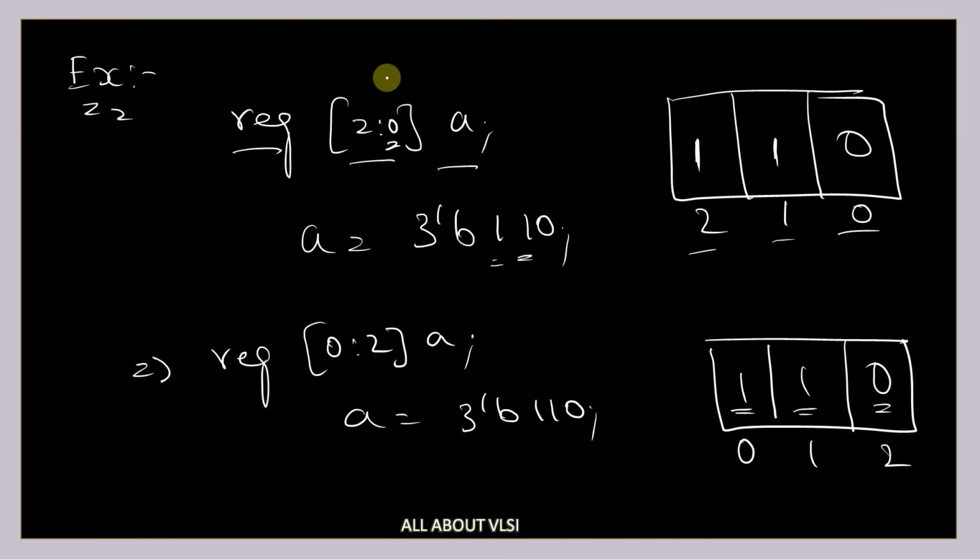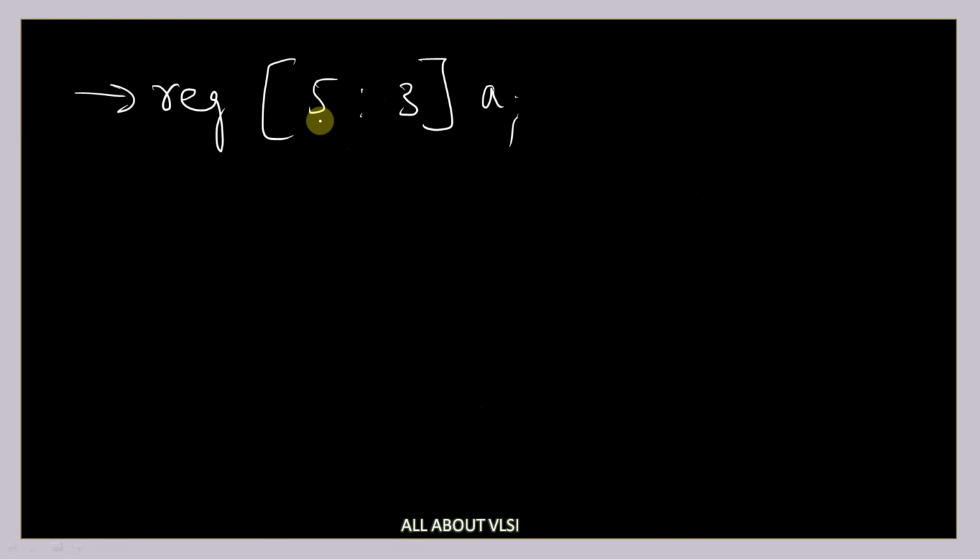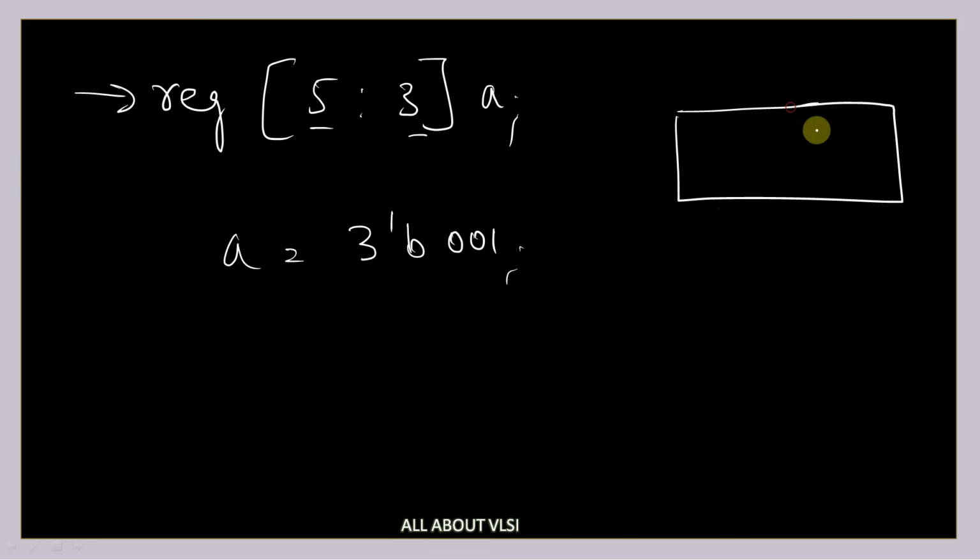So there is no rule that you should always use 2 down to 0 or 5 down to 0 or 10 down to 0. Okay, you can also use random indexing like 5 to 3. What is going to happen if I write a is equal to 3 tick binary 0 0 1? The value 0 0 1 will be stored inside this vector, where your MSB index is 5, 4 and 3.